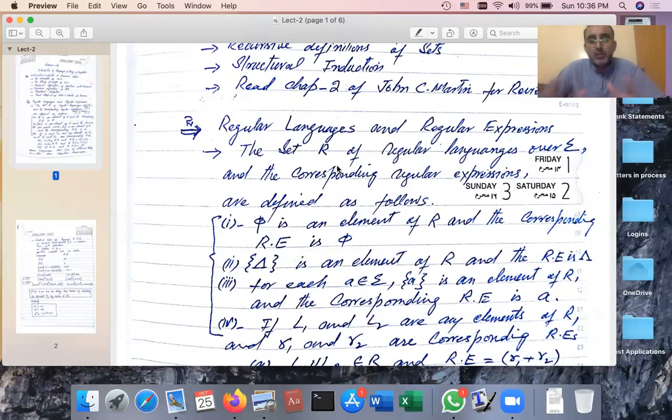Assume that we have a set R of regular languages over sigma. And I hope you have an understanding of sigma. Sigma is an alphabet set. So suppose we have a set R of regular languages over sigma, and the corresponding regular expression can be defined for this regular language.